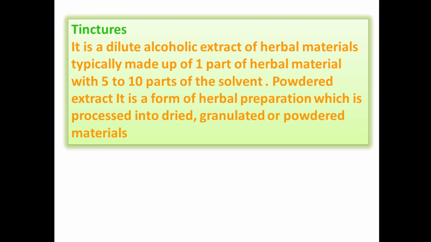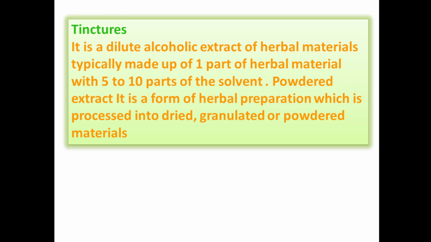Tinctures are hydroalcoholic preparations, alcoholic extracts, and herbal raw materials are made up of 1 part of herbal raw material with 5 to 10 parts of solvent. So 1 part of herbal material is mixed with 5 to 10 parts of solvent, and it is kept for a specified period of time. They are filtered, or the marc is pressed, and the filtrate you are getting is known as tincture.